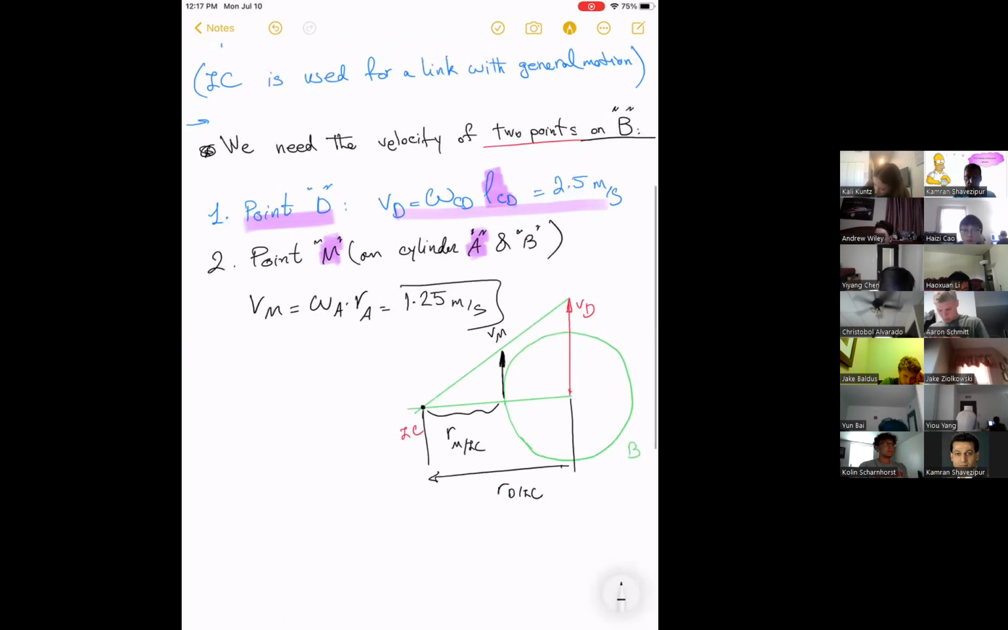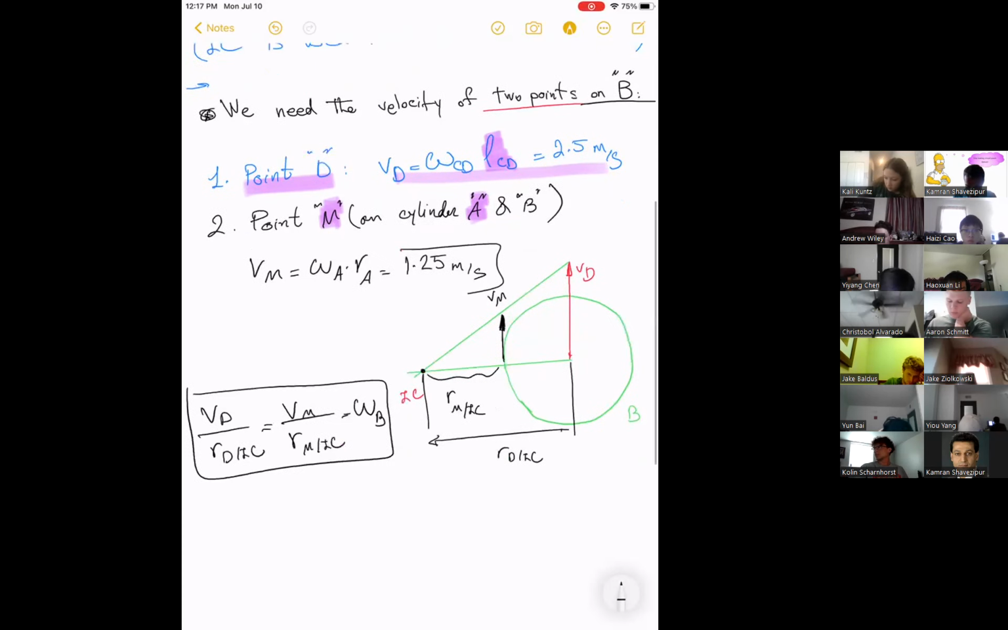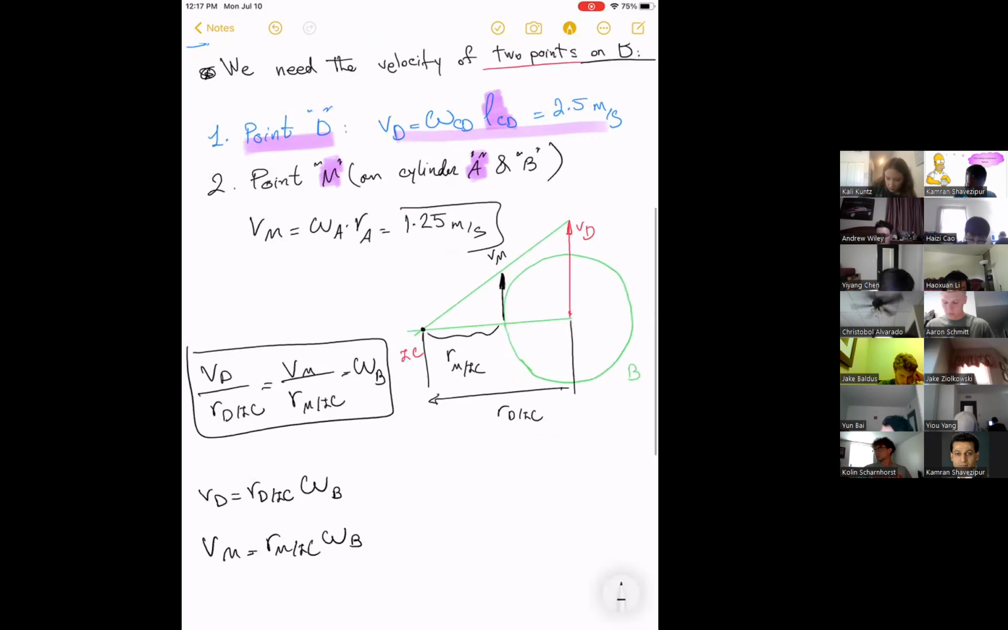If I want to get the velocity relation, VD divided by RDIC is same as VM divided by RMIC, and this is going to be omega B, right? I can technically make two equations. Let's just separate it. So VD is RDIC omega B, VM is RMIC omega B, two equations.